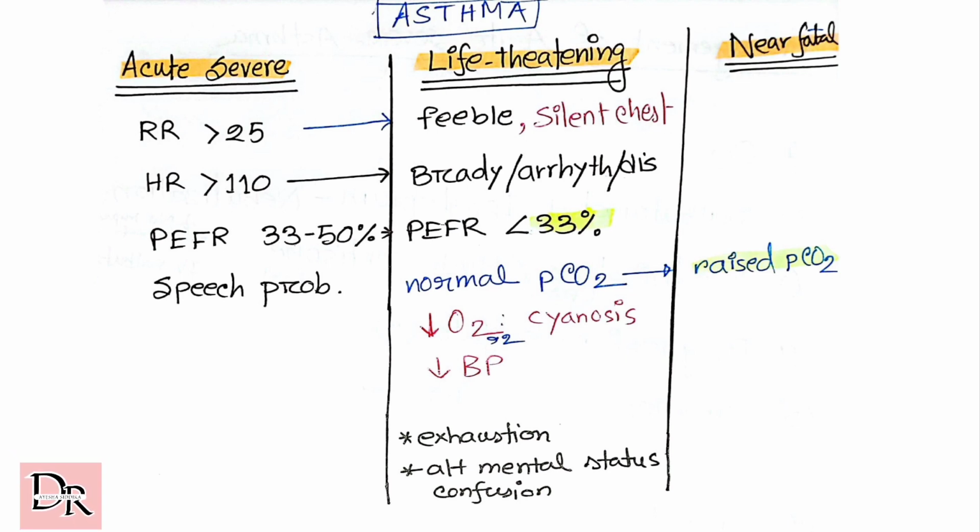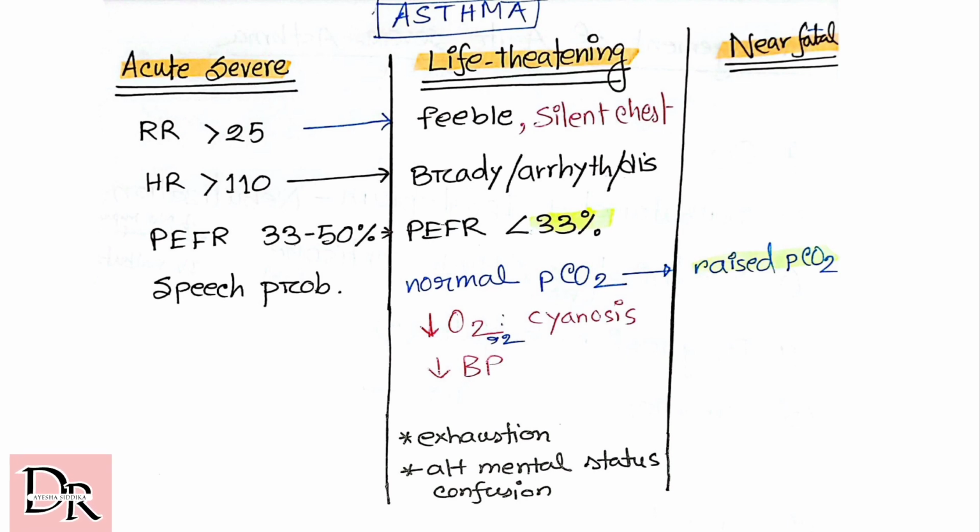So there are 3 types of acute asthma: patient may come with acute severe asthma, life-threatening asthma, or near fatal asthma. So how will we understand that it is acute severe asthma? The respiratory rate will be more than 25, heart rate will be more than 110, and peak expiratory flow rate will be 33 to 50% of best or predicted. There will be a speech problem, like the patient will not be able to complete a sentence. So respiratory rate, heart rate, peak expiratory flow rate, and speech problem, we have to keep this in mind.